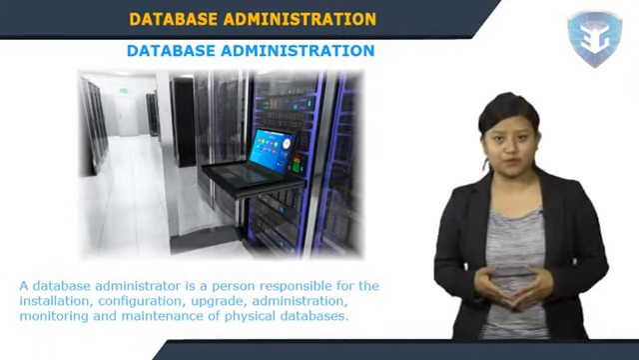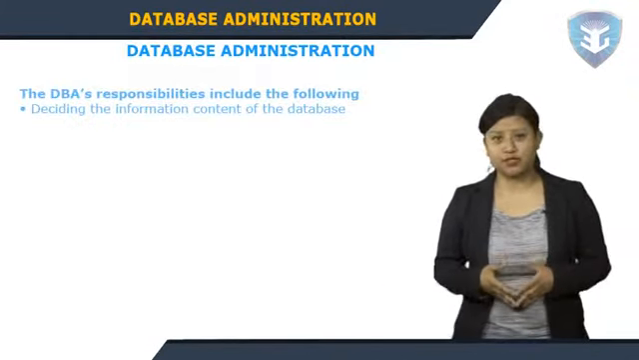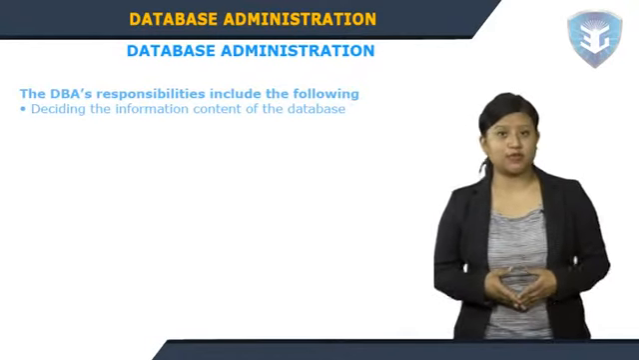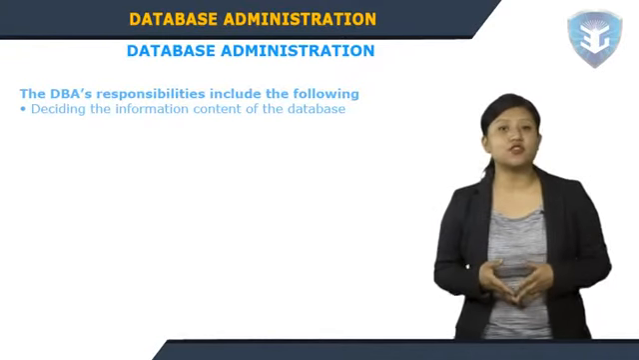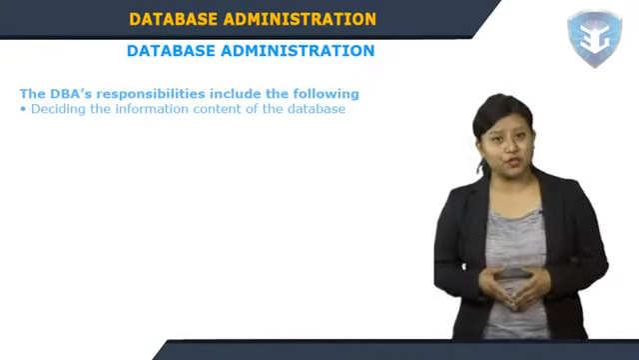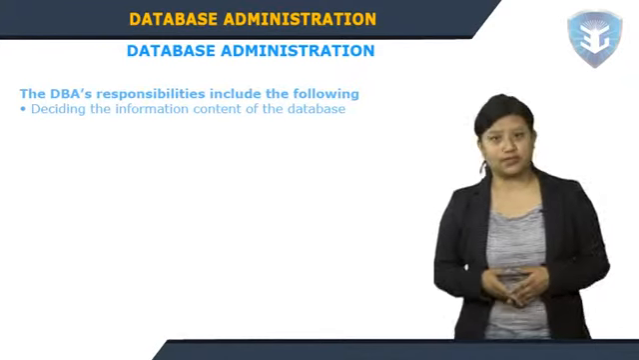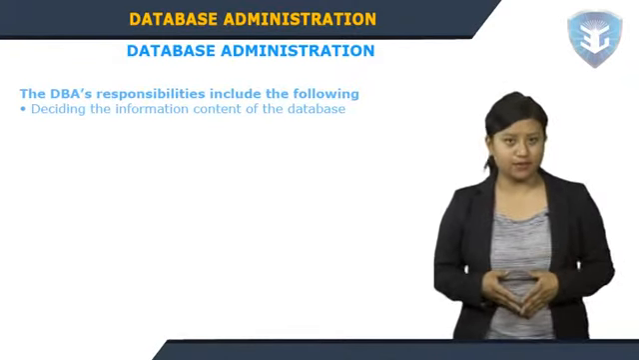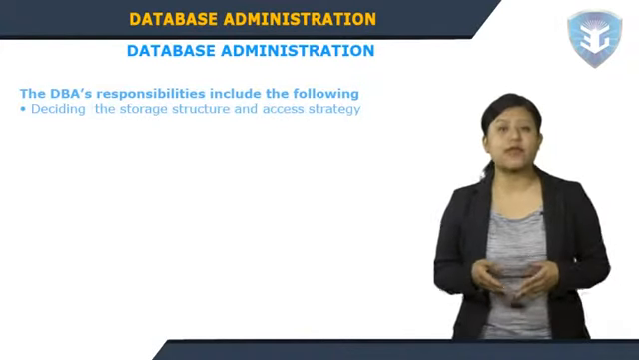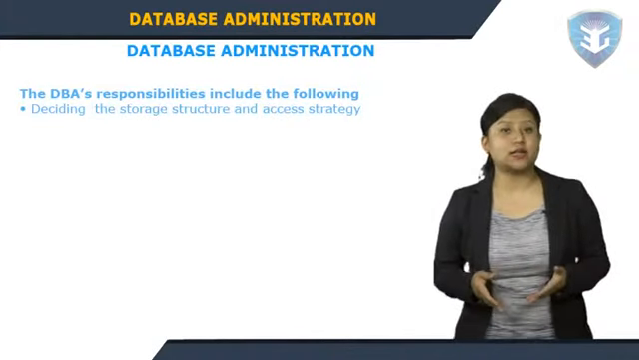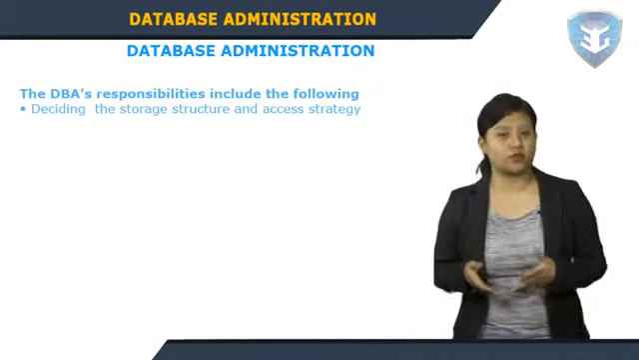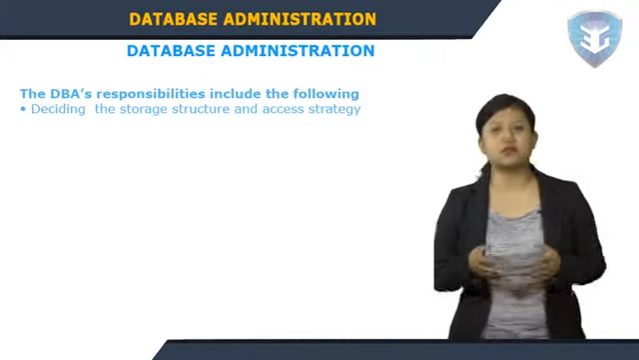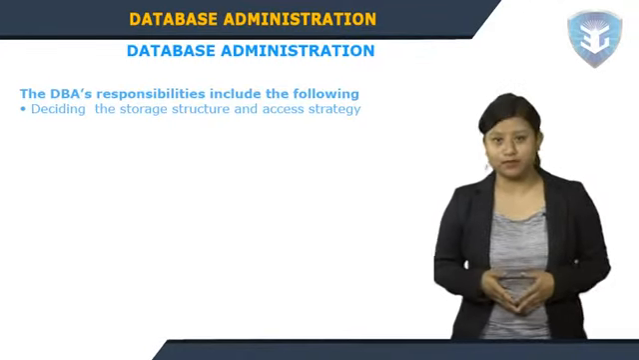The DBA's responsibilities include the following: deciding the information content of the database, that is, identifying the entities of interest to the enterprise and the information to be recorded about those entities. This is defined by writing the conceptual schema using the DDL. Deciding the storage structure and the access strategy, that is, how the data is to be represented, by writing the storage structure definition. The associated internal conceptual schema must also be specified using the DDL.